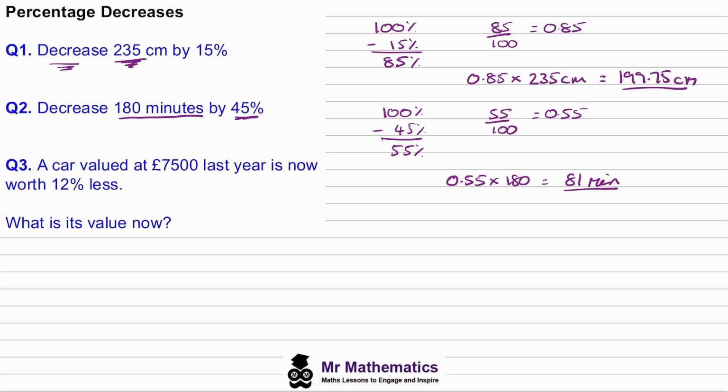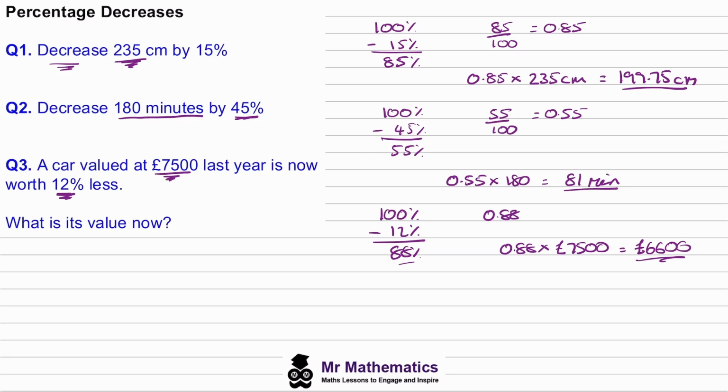Okay, so welcome back. So we've got the car value. This is the original, and we're taking away the 12%. So 100% take away the 12% will give us 88%. As a multiplier, this is 0.88. So we want 0.88 multiplied by the £7,500. And this will give us a new value of 6,600. Okay?